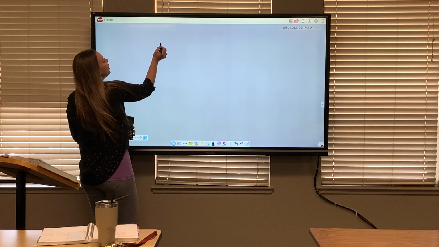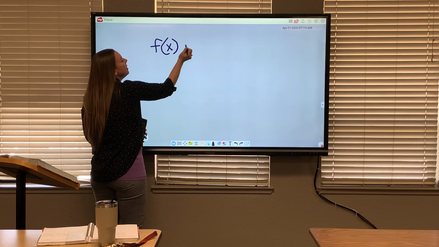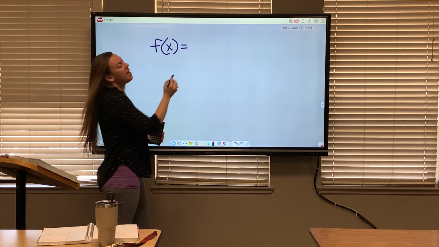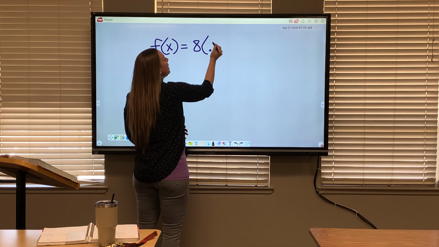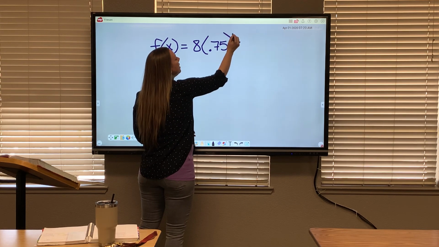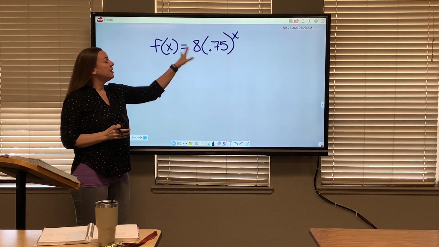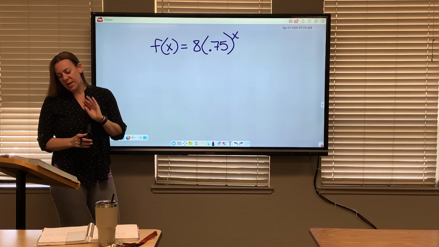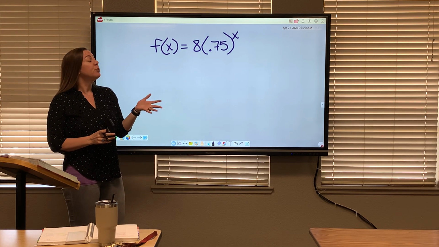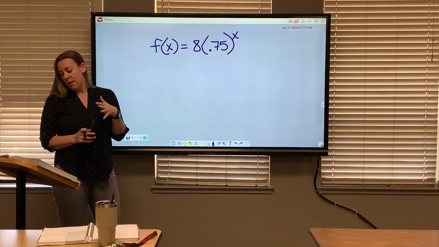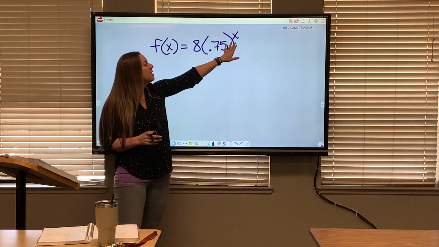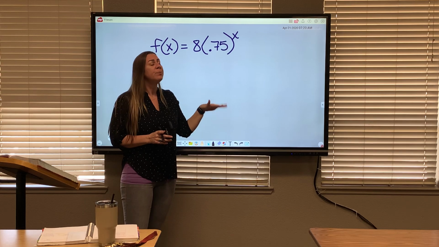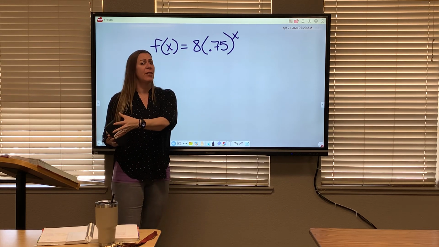So it says this function, f of x, equals 8 times 0.75 to the power of x. Okay, so this is an exponential function, and that models the width of a photograph in inches after it has been reduced by 25%. Okay, x times. So x is the number of times it has been reduced. I don't need to know any of the other information.